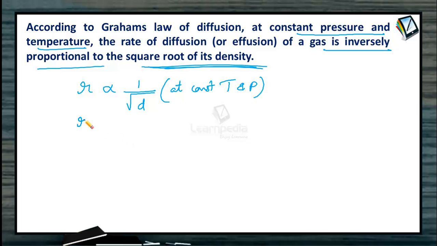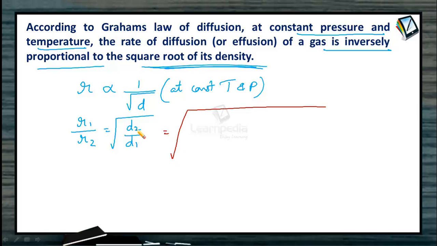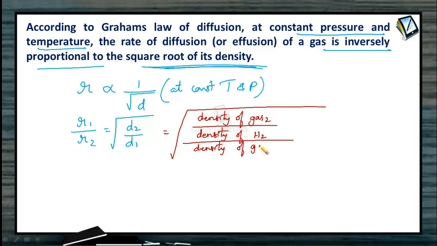So if R1 and R2 are the rates of diffusion of two different gases, then R1 by R2 is equal to root over D2 by D1, where D1 and D2 are the densities of the two gases respectively. And this one we can write like this. Instead of the density of the second gas, we can divide the density of this gas by the density of hydrogen. So the square root of the density of the second gas divided by the density of hydrogen, upon the density of the first gas divided by the density of hydrogen.